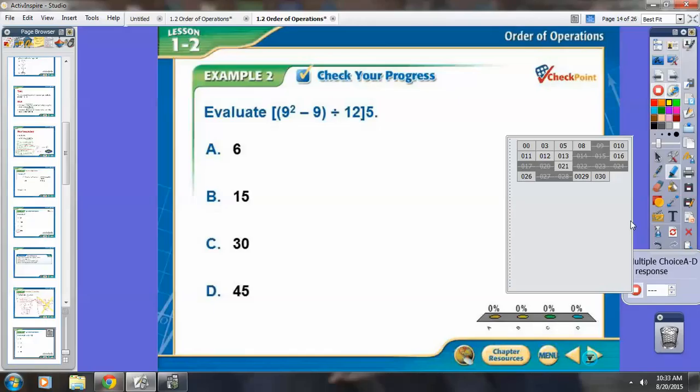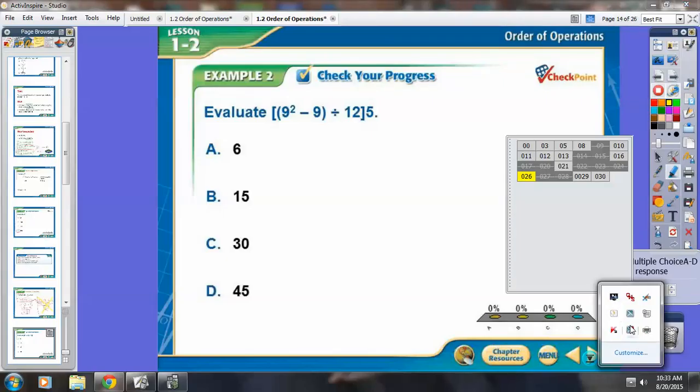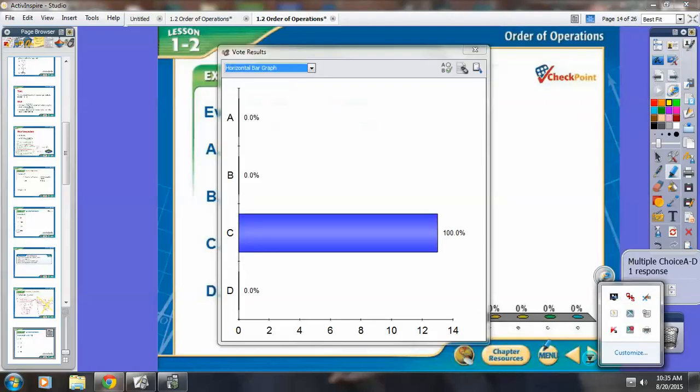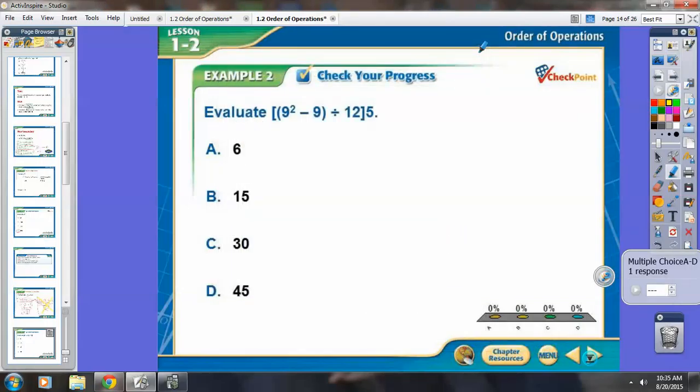So let's use PEMDAS. Parentheses, exponents. Now this one has more than one parentheses, so where should we start? Very good, Michael. The very inside parentheses. So start with your innermost parenthesis. If you've got your answer, you can use your clicker to tell me what you think it should be. Good. C is the correct answer. Let's work this one together real quick if we would.